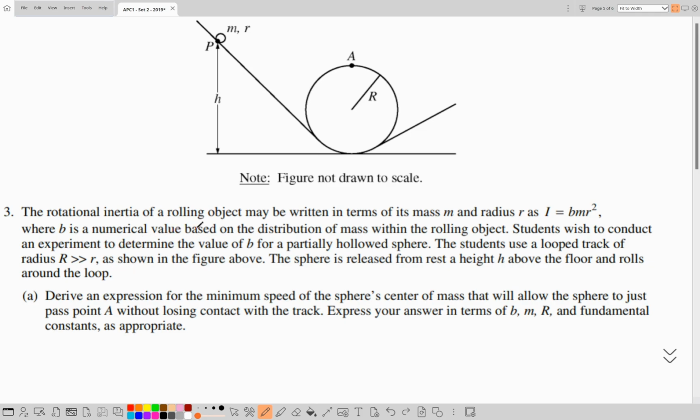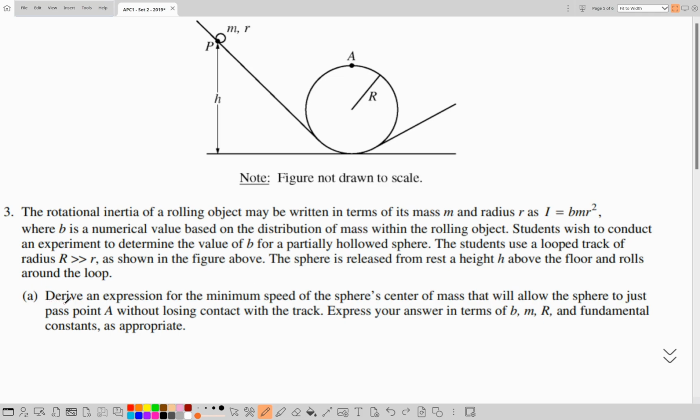The rotational inertia of a rolling object may be written in terms of its mass and radius as I equals BMR squared, where B is a numerical value based on the distribution of mass within the rolling object. Students wish to conduct an experiment to determine the value of B for a partially hollowed sphere. The students used a loop track of radius R much greater than r, as shown in the figure above. The sphere is released from rest at height h above the floor and rolls around the loop.